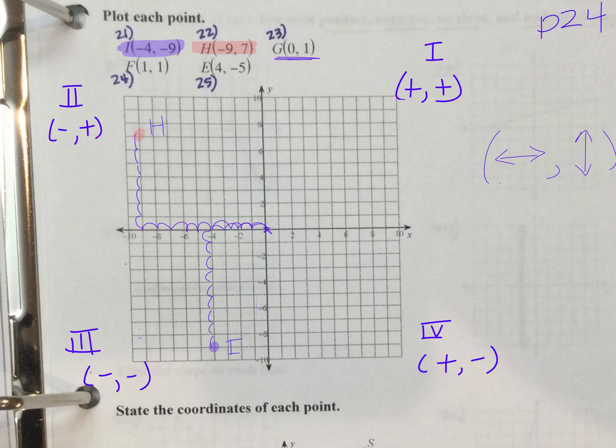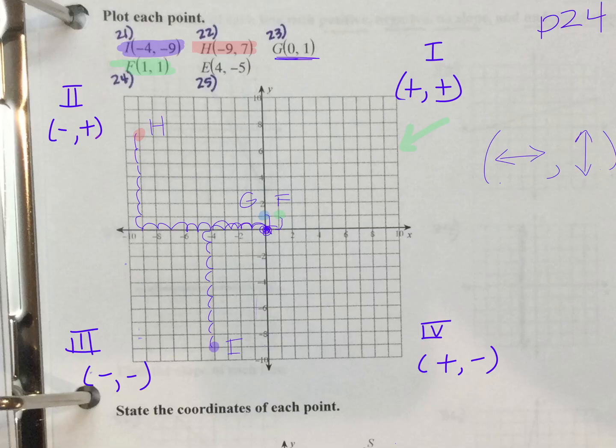My G dot is actually going to be on the line. So I go right or left 0. So that means I don't go anything. I start right here in the middle and I'm not going anywhere. But I do get to go up 1. So that dot goes right there. There's our G dot. All right. F is 1, 1. They're both positive, so they're going to be in this quadrant. So that means I go over 1 and then up 1. That one was easy. I put a dot right there. That is my F.